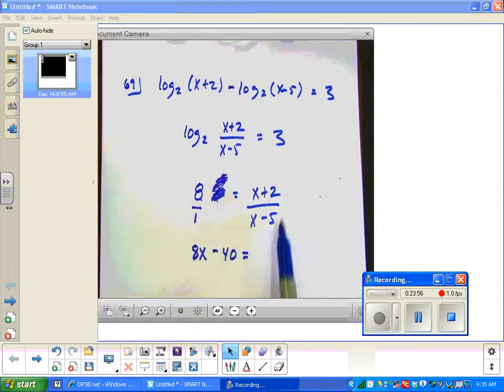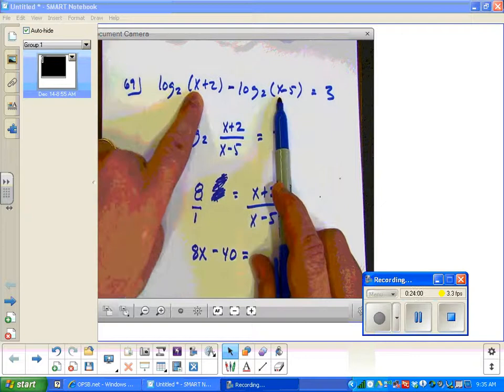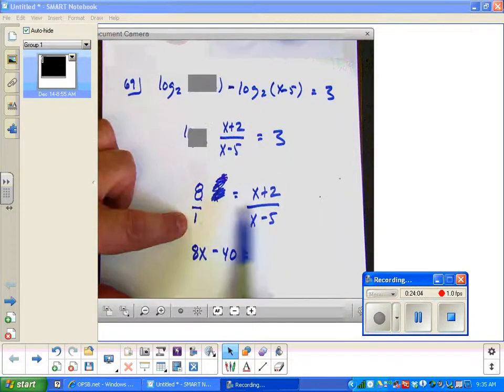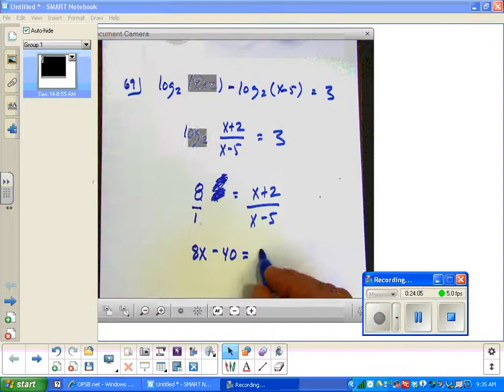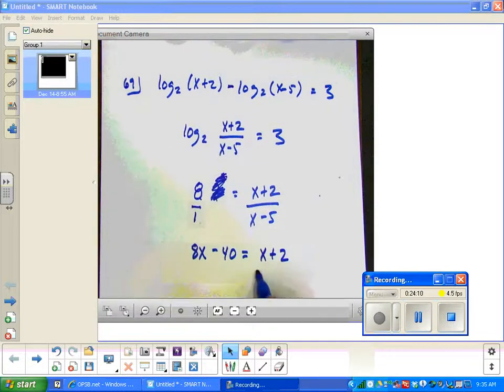The quotient ones are a little bit easier because they don't turn into quadratics. Now, the other one, 1 times x plus 2 would be x plus 2. From here, it's nothing. I'm going to subtract x from both sides. That'll give me 7x, and we'll add 40. This one comes out nice and even. So it'll be 42, so x would be 6.